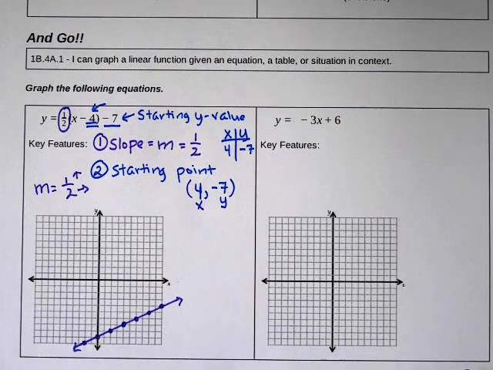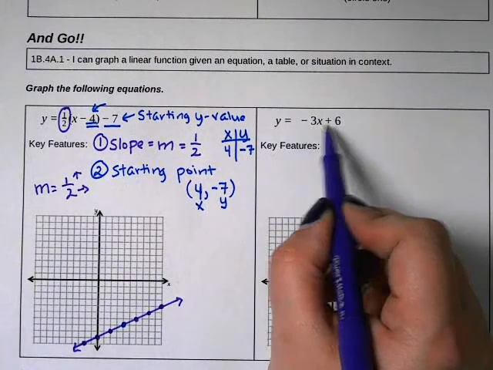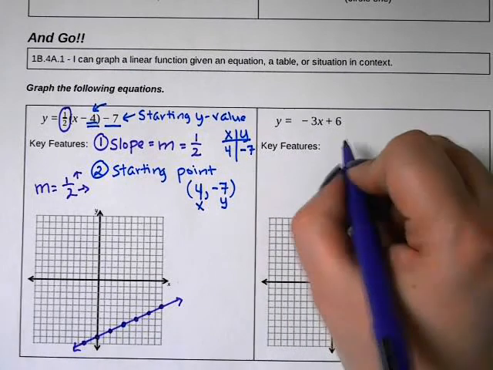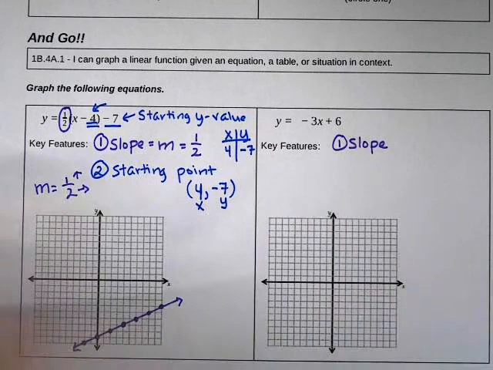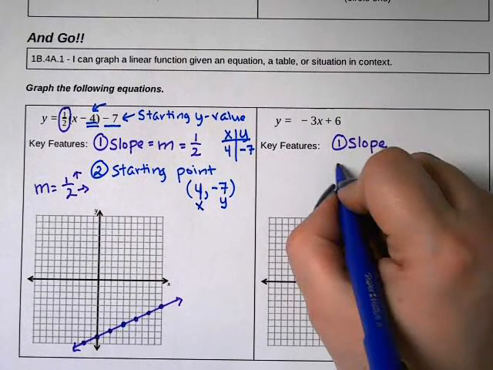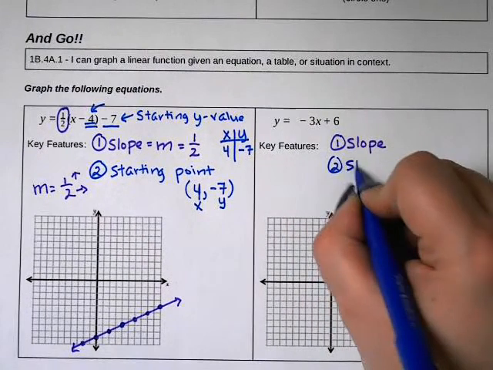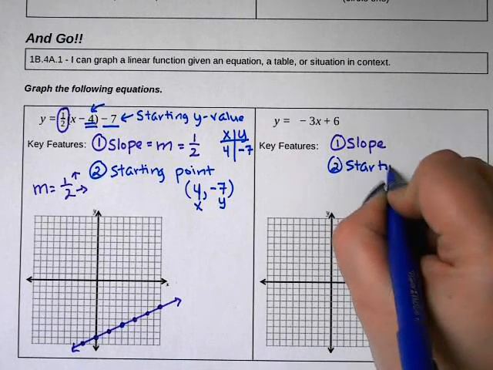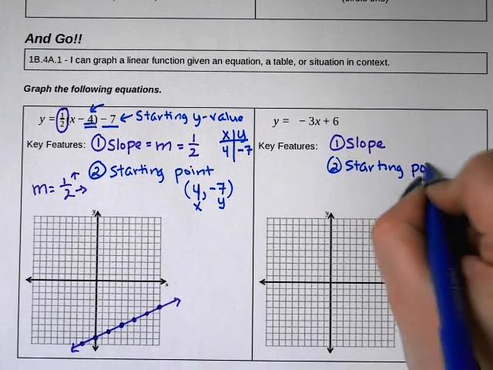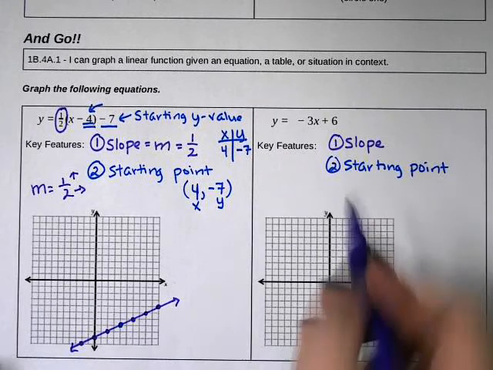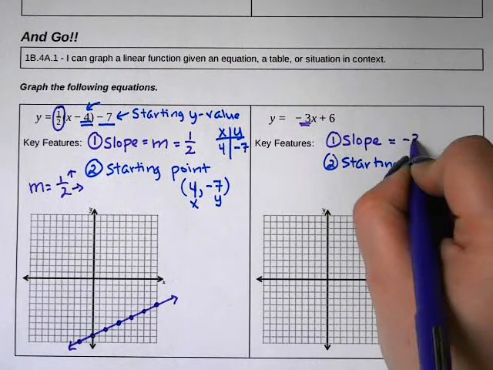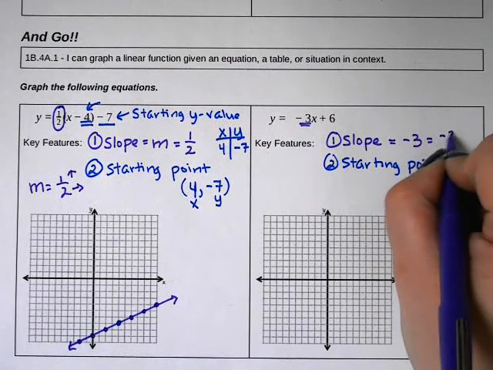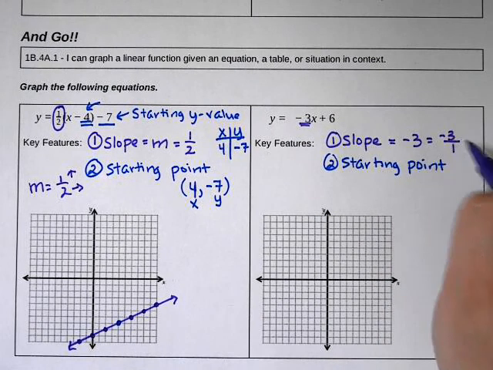One more example. So we have y equals negative 3x plus 6. Again, there's two things we can figure out. We can figure out the slope, and we can figure out the starting point. So remember, the slope is the number in front of the x, so our slope in this case is negative 3. And if it's a whole number, we can write it as a fraction. We can write it over 1, so negative 3 over 1.